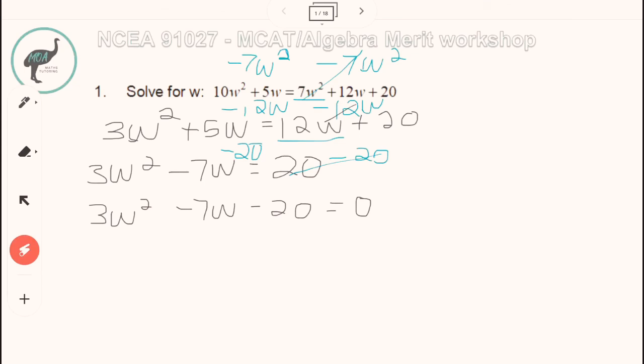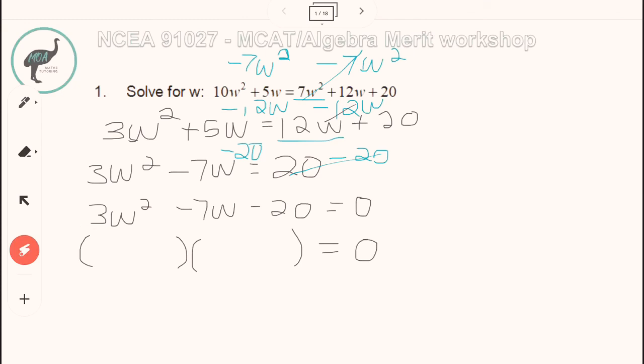Now we've got a quadratic on the left-hand side and equal to 0 on the right-hand side. So the next step would be to factorize our quadratic into two brackets. Okay, so you should hopefully have had a lot of practice by now with factorizing. In this particular instance, we have a number in front of the w squared. That's called the coefficient.